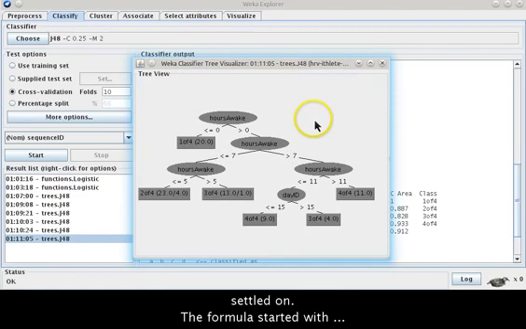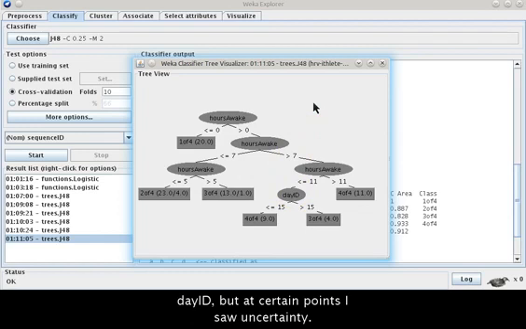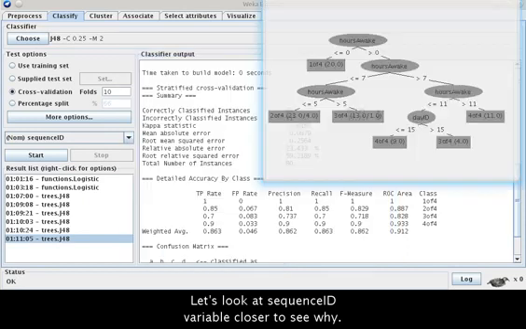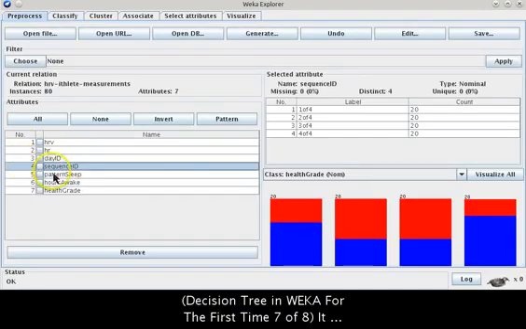The formula started with the hours awake variable. Further down it added the day ID variable, but at certain points I saw uncertainty. The tree is reflecting the confusion matrix. Let's look at the sequence ID variable to see why. It looks nice and segmented, but it has overlap.